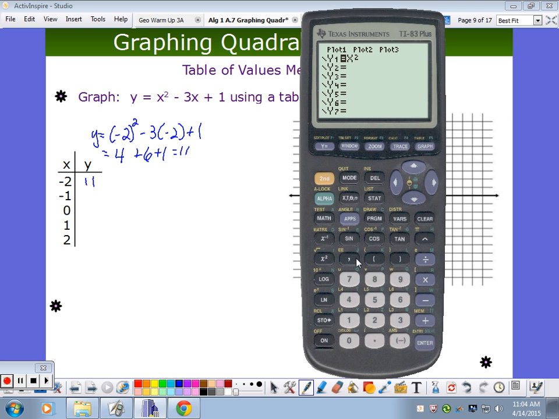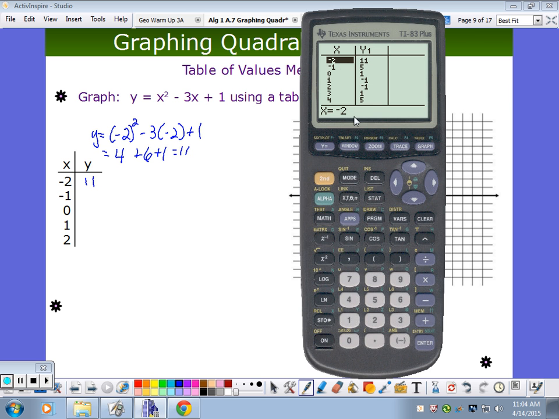Put that in: x squared. Everybody doing this? This is a really good thing for you to be doing with me. Check, did I type it in right? X squared minus 3x plus 1? Get that in there. Now, don't press the graph button yet. Look above there. See that word table? It's the same color as your second key. Press second and table.